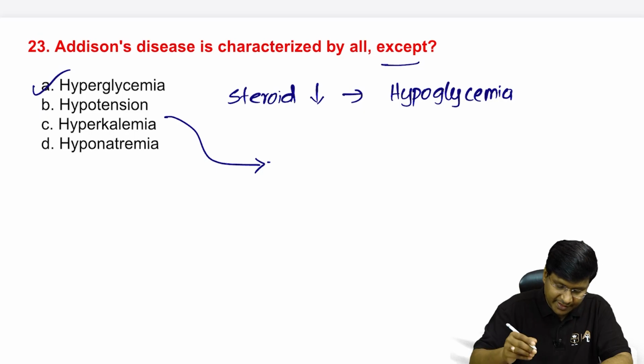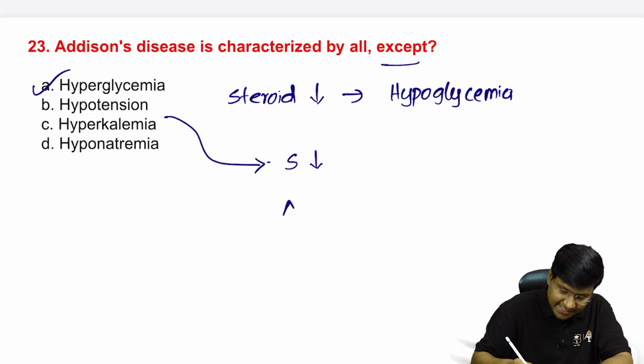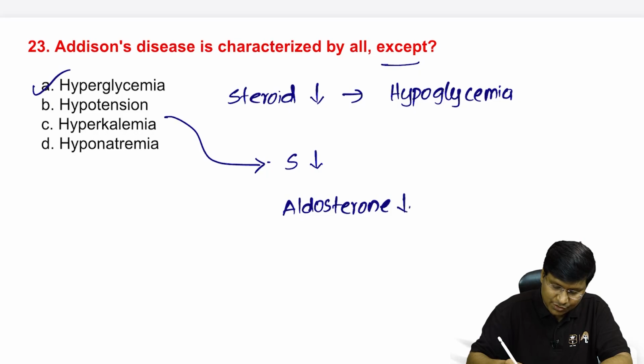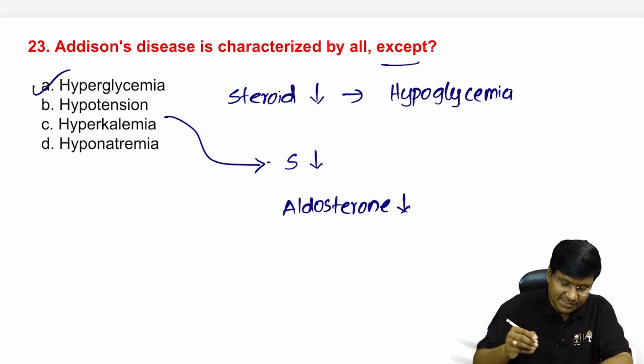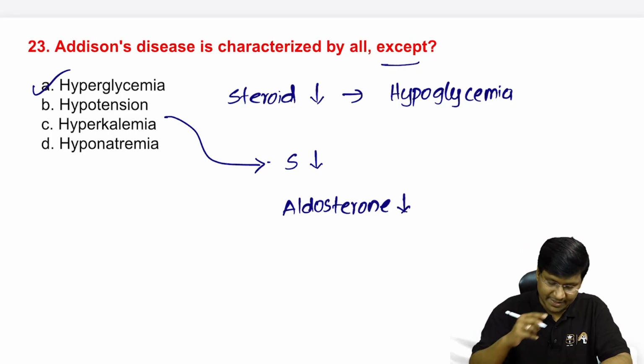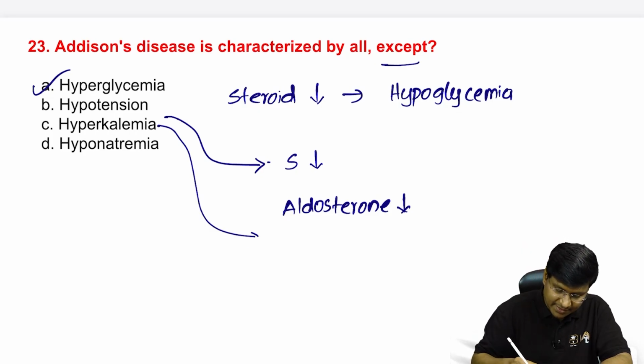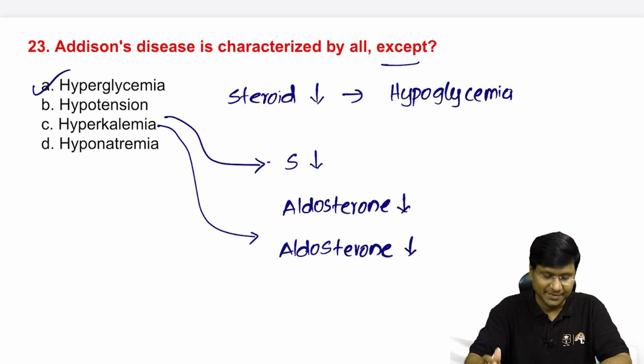The hypotension in patients with Addison's is due to steroid deficiency, and it is also due to aldosterone deficiency, right? So due to both steroid and aldosterone deficiency, the individual will develop hypotension. Next is hyperkalemia. What is the cause of hyperkalemia? It is again the same, due to aldosterone deficiency. These patients will be having hyperkalemia.